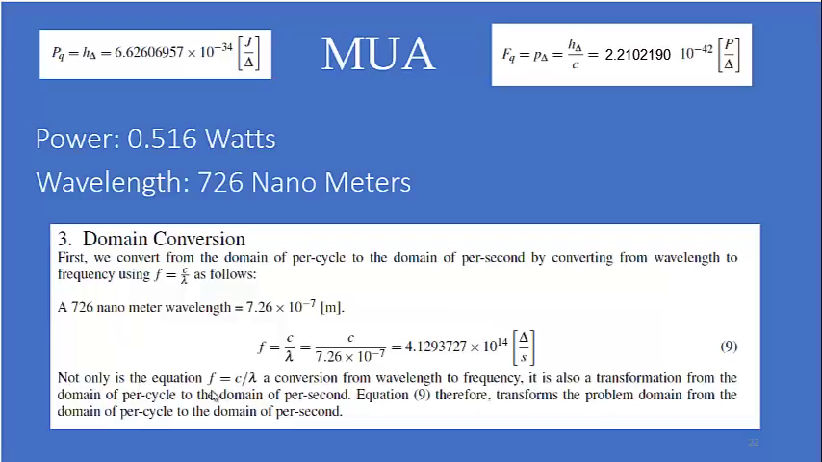Not only is the equation f equals c over lambda a conversion from wavelength to frequency, in modified unit analysis it's also seen as a transformation from the domain of per cycle to the domain of per second. Equation 9 therefore transforms the problem domain from the domain of per cycle, or the domain of wavelength, to the domain of per second, or frequency.